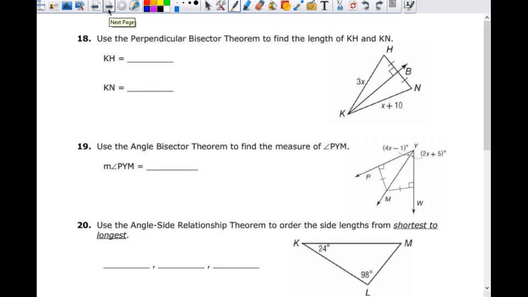Okay, use perpendicular bisector theory. Bisector means two sections. Is it S-E-C? I think it's like this. S-E-C-T-I-O-N-S. Okay, two sections, two equal sections. Keyword, equal. We're trying to find this and this. If it's a bisector, what do you think those two equations are going to be?